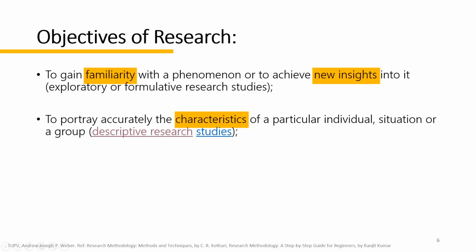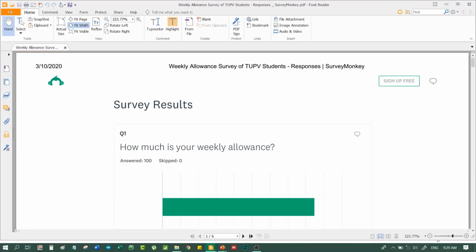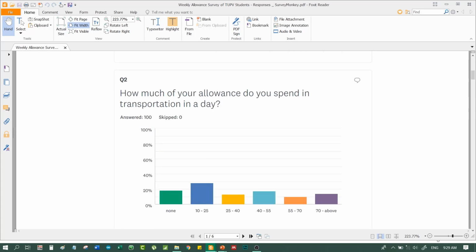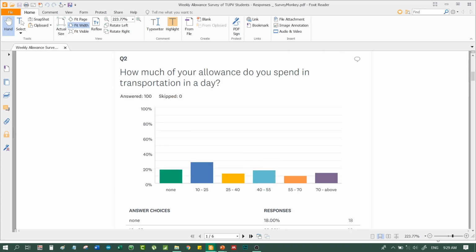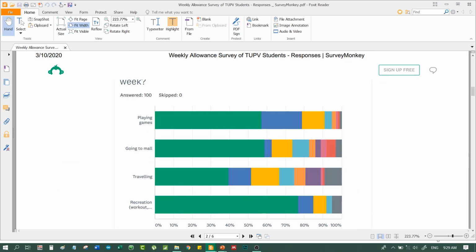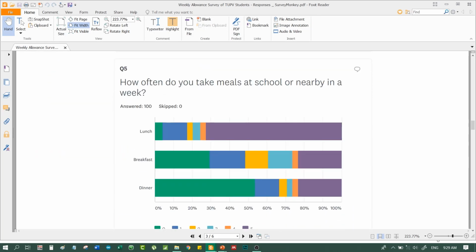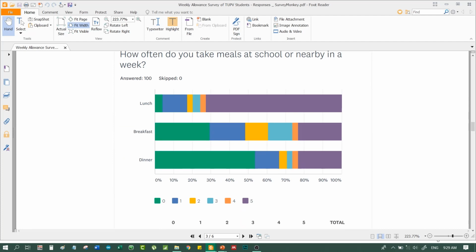How much is your weekly allowance? Weekly allowance survey of TUPV students. So the average weekly allowance is around 850 maybe. How much of your allowance do you spend on transportation in a day? How often do you take meals at school or nearby in a week? So for lunch, usually they spend lunch at home. I don't know. The question is, how often do you take meals at school? Correct. At school. The place is school.